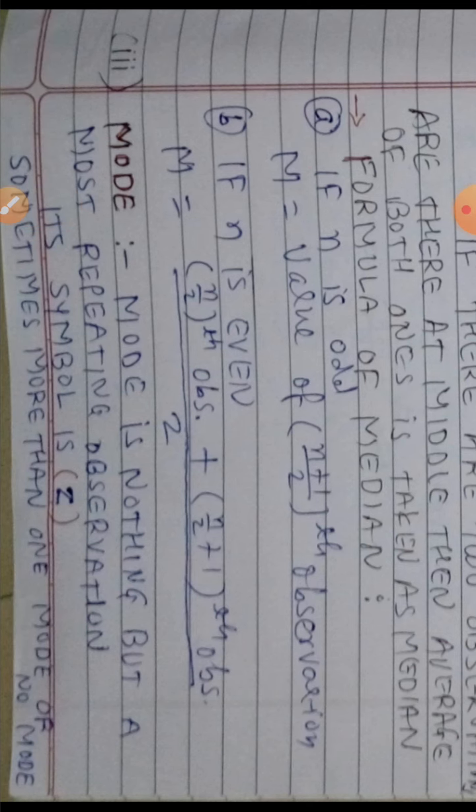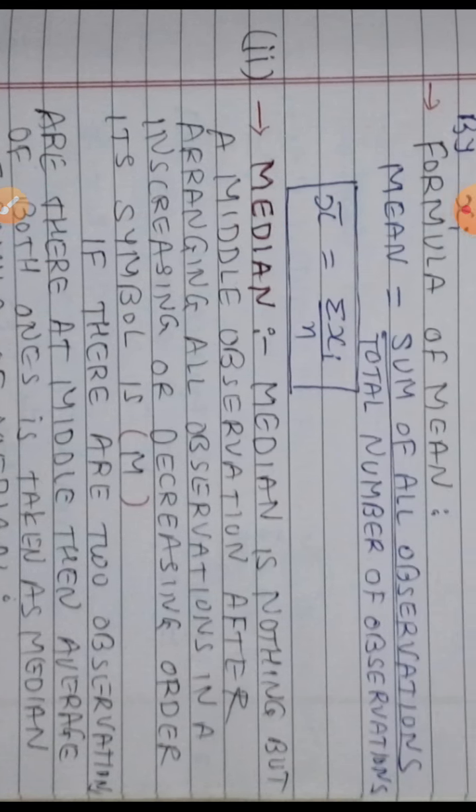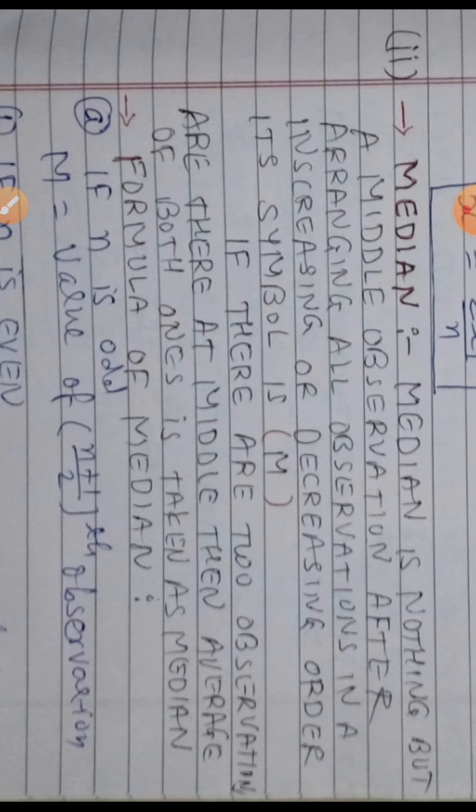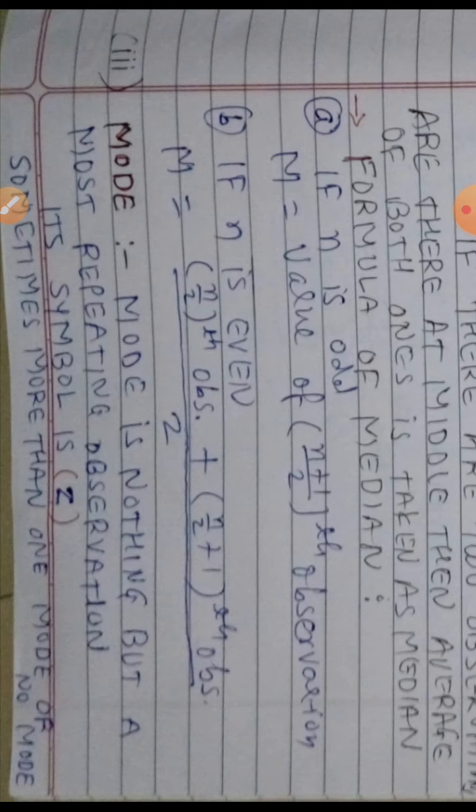Now mode, this is the third central tendency. Mode is nothing but the most repeating observation. That is very simple. No calculation at all. Just observe the data and give the answer. You just observe which observation is repeating the most times, and that is the mode only. Its symbol is Z. The mean symbol was X bar, the median symbol was capital M. And now we're talking about mode. Mode symbol is capital Z.